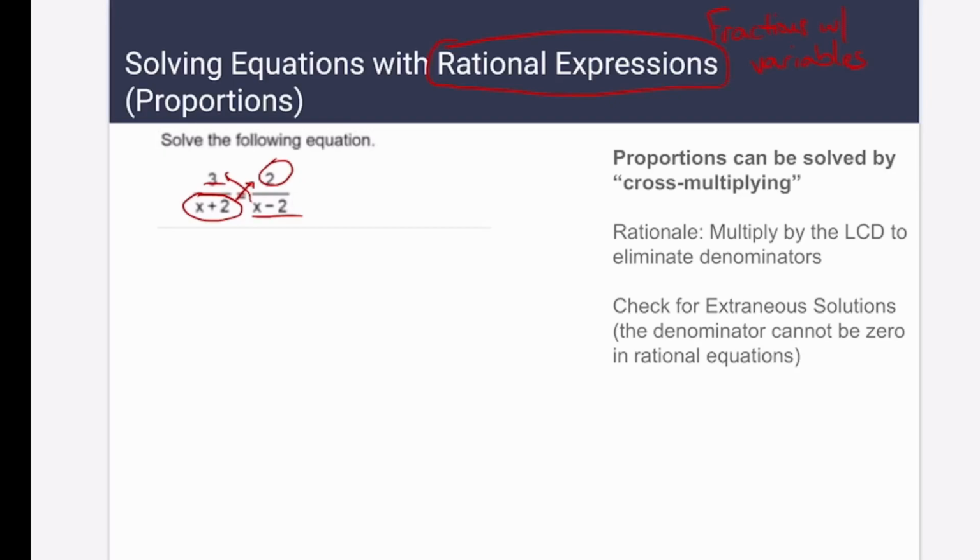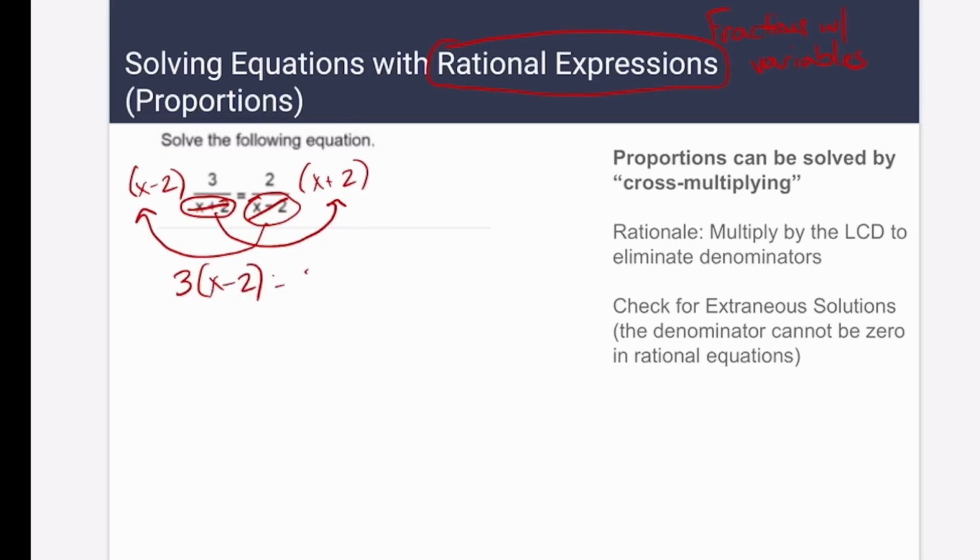So what I mean by that is we're going to take this problem and we're going to multiply the right side by x plus 2. We're going to take it out of here and write it on the right side. The x minus 2 on the right side, we're going to take out of the denominator and write it up here. So we're moving the denominators into the opposite spots.